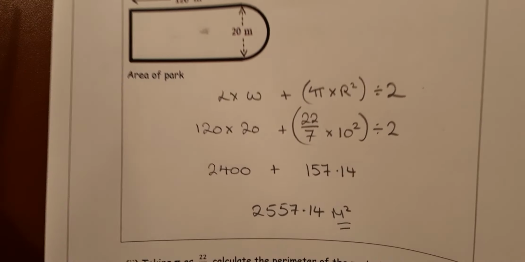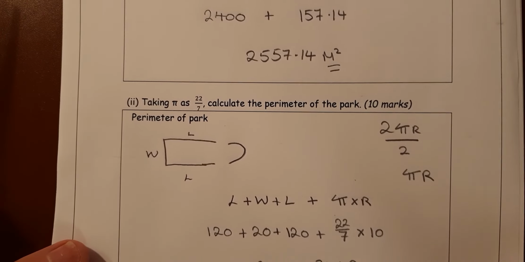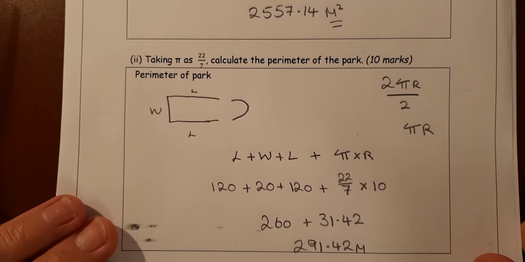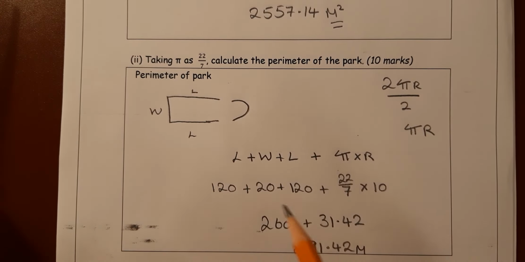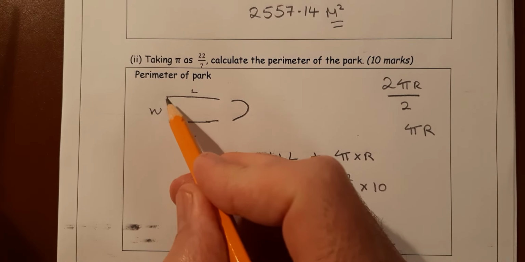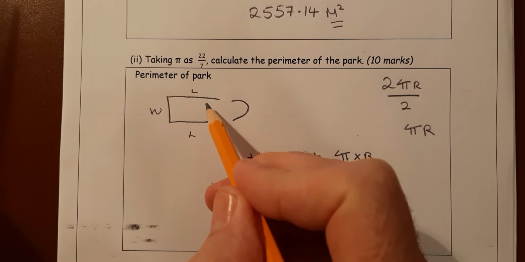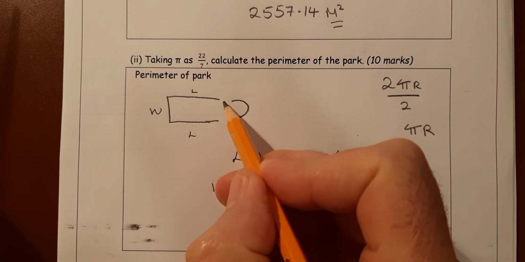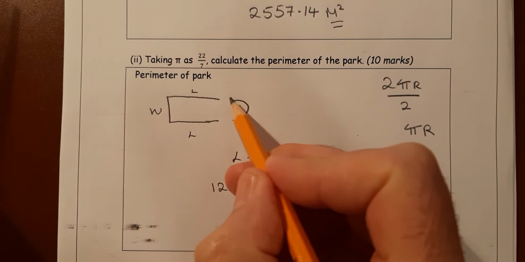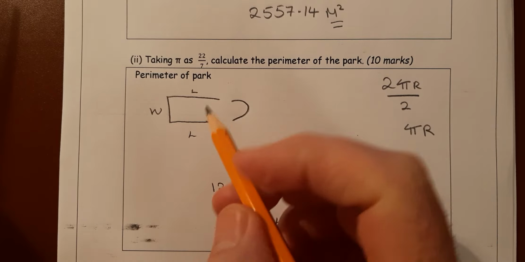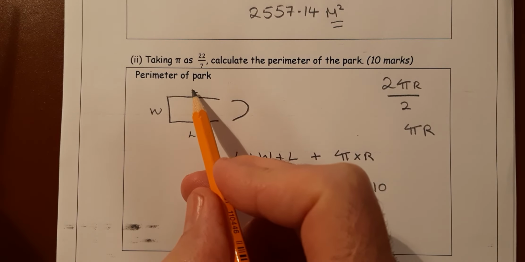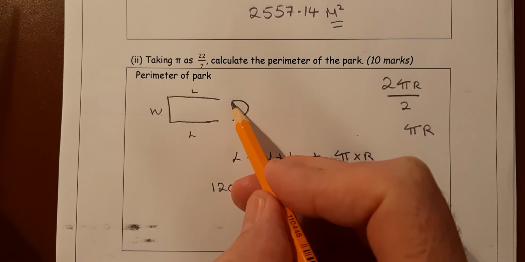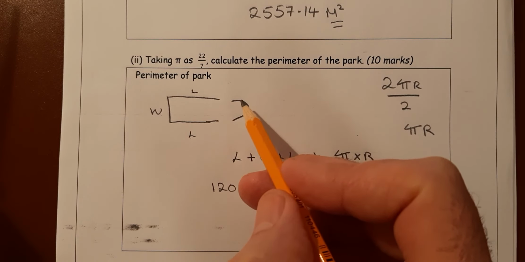Part 2 of this question, again, taking pi as 22/7, calculate the perimeter of the park. If we split the shape into two parts, our rectangular part and our semicircular part, we notice we don't have this section here because these are joined. I know my shape is terrible. So we just have one width and two lengths, and then the circumference of the semicircle.